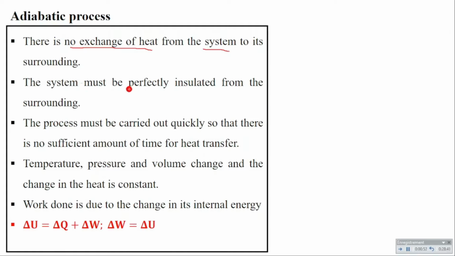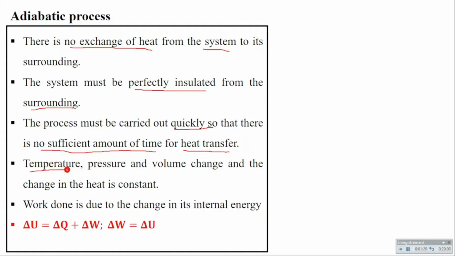The system must be a perfectly insulated system from the surroundings. There is an insulation so that there is no heat exchange with the surroundings. The process must be carried out quickly so that there is not sufficient time for the heat to transfer. The system should not transfer heat from the surroundings, or the surroundings should not send heat into the system.